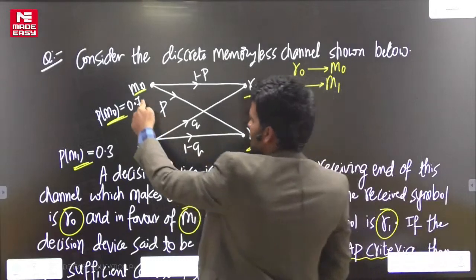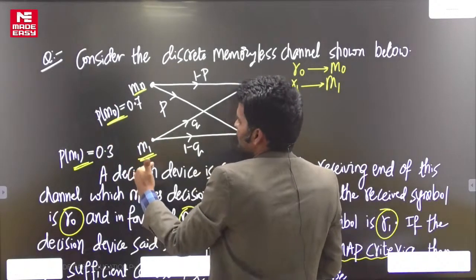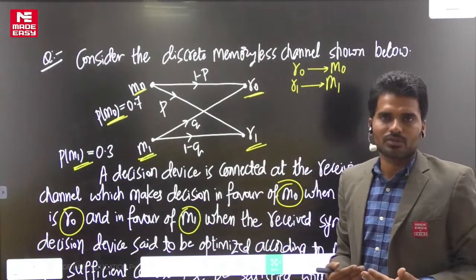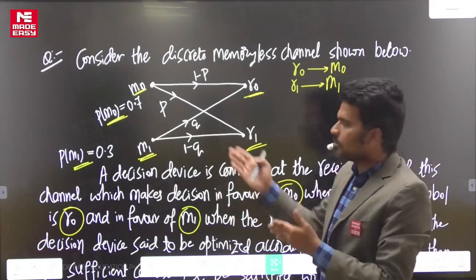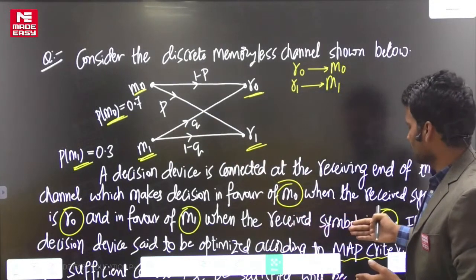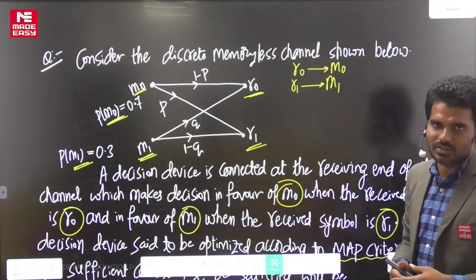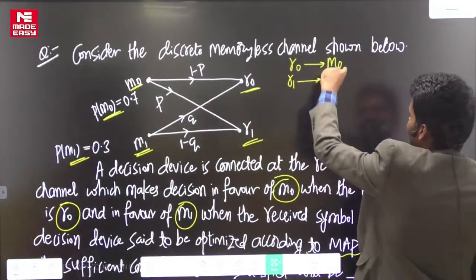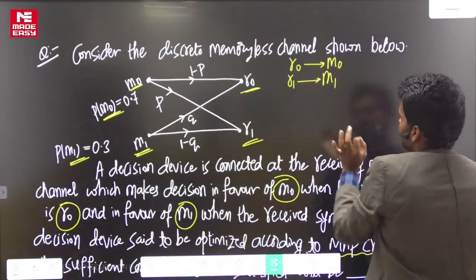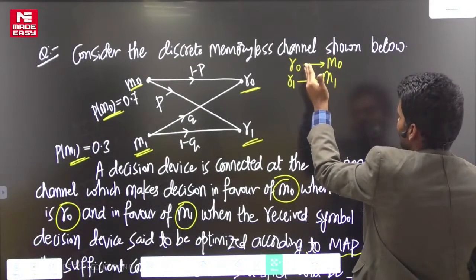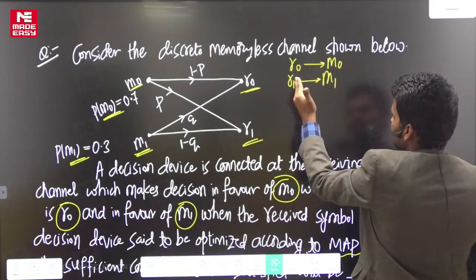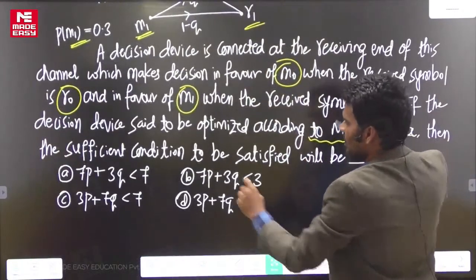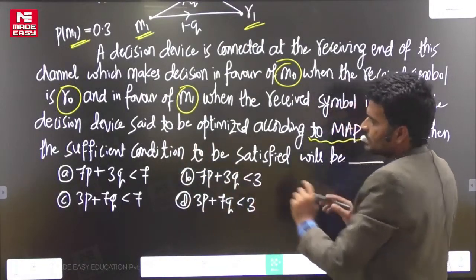One is MAP decoding, another one is ML decoding. If source probabilities are different, the algorithm we use is MAP decoding, and if source probabilities are equal, then the decoding algorithm we use is ML decoding. Here source probabilities are different, so MAP decoding is used. To get the decisions R0 decoded as M0 and R1 decoded as M1 by using the MAP decoding algorithm, we have to find out which conditions should be satisfied.